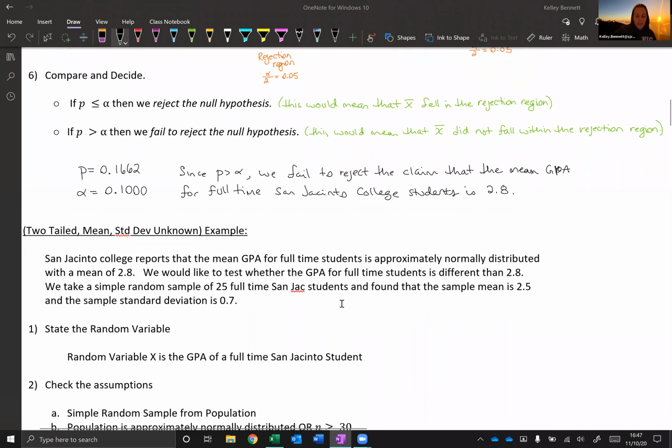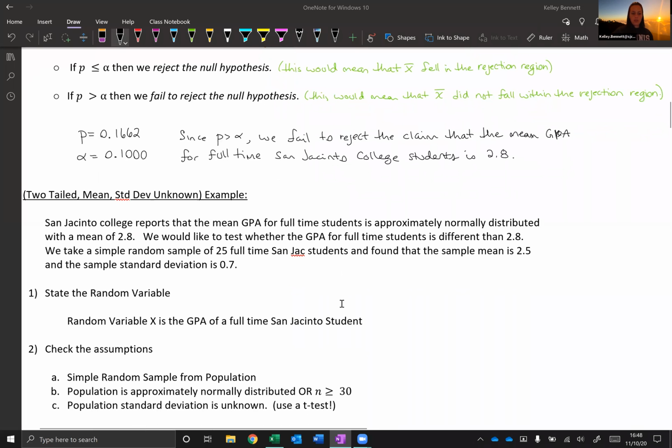All right, so again, sounds familiar, right? San Jacinto College reports that the mean GPA for full-time students is approximately normally distributed with a mean of 2.8. We would like to test whether the GPA for full-time students is different than 2.8. We take a simple random sample of 25 full-time San Jacinto College students and found that the sample mean is 2.5 and the sample standard deviation is 0.7. So we've got a couple different things going on, but the really important difference here, at least in my opinion, is that we went from knowing the population standard deviation to not knowing it. So we're going to go from a normal distribution to a student's t-distribution.